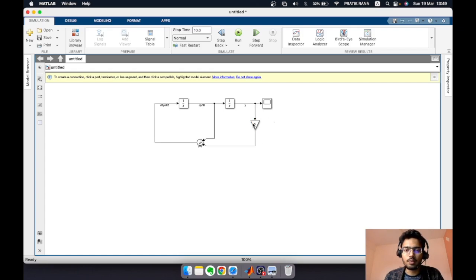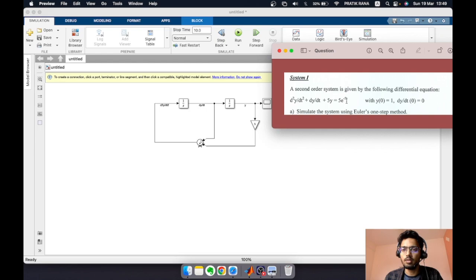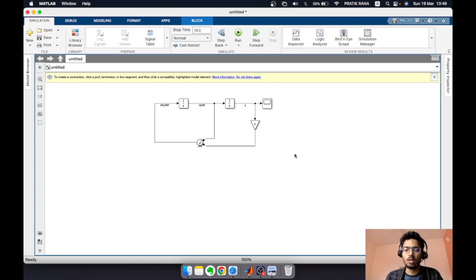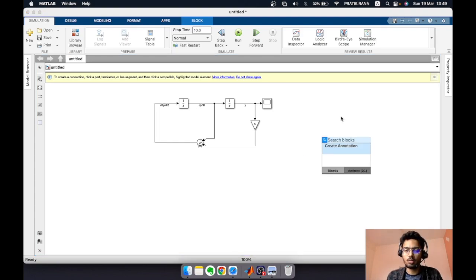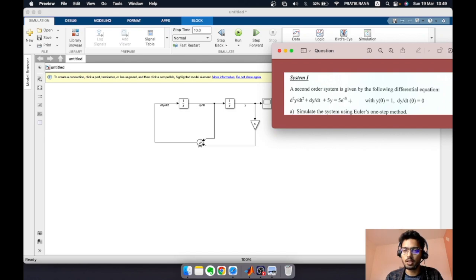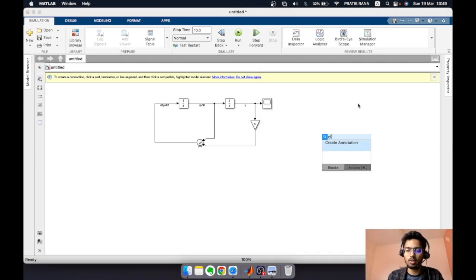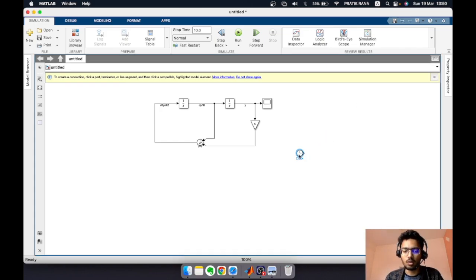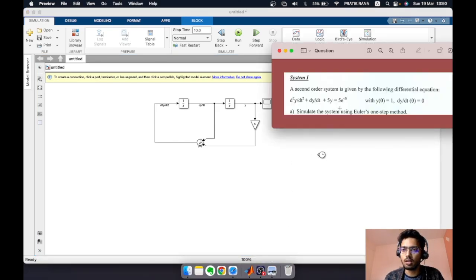Okay, so this will give 5y, and this is a minus sign, so it will be minus 5y and minus dy by dt, and we need plus 5e to the power minus 5t. So the time t is actually the simulation time, so we can get it from the clock. Okay, so here we have the clock block ready with us. This will give us t, so we need to raise it to the power of e to the power minus 5t.